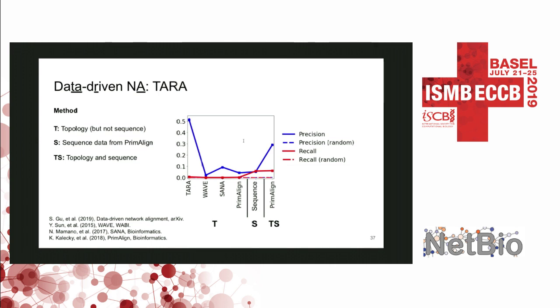So here's a brief overview of our results. We compare to 3 other state-of-the-art network alignment methods, WAVE, SANA, and PrimAlign. And to explain what's going on here, basically, by default, PrimAlign uses both topology and sequence information. So naturally, we wanted to create a topology-only version to make it more fairly comparable to the other methods, including ours. And we also added the method called Sequence, where essentially we took the sequence information from PrimAlign and treated that as the alignment to see how well that would do.